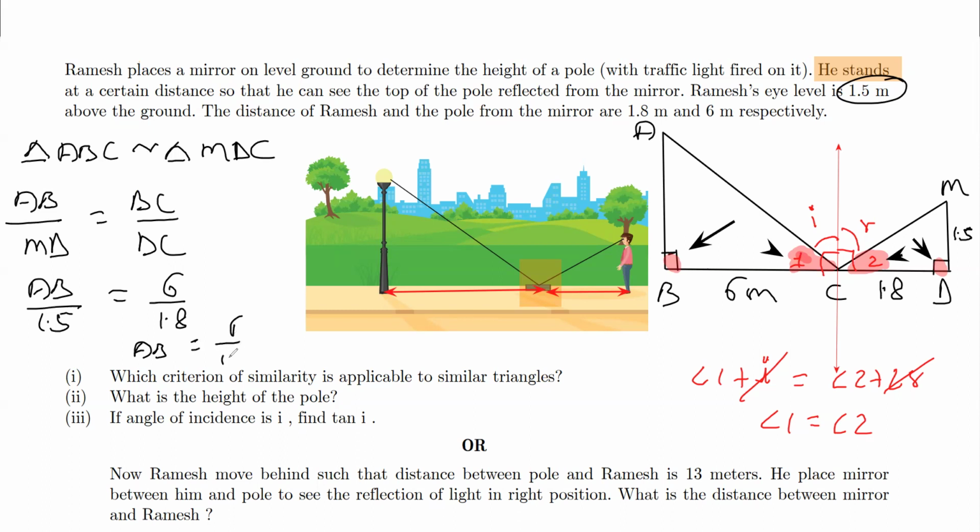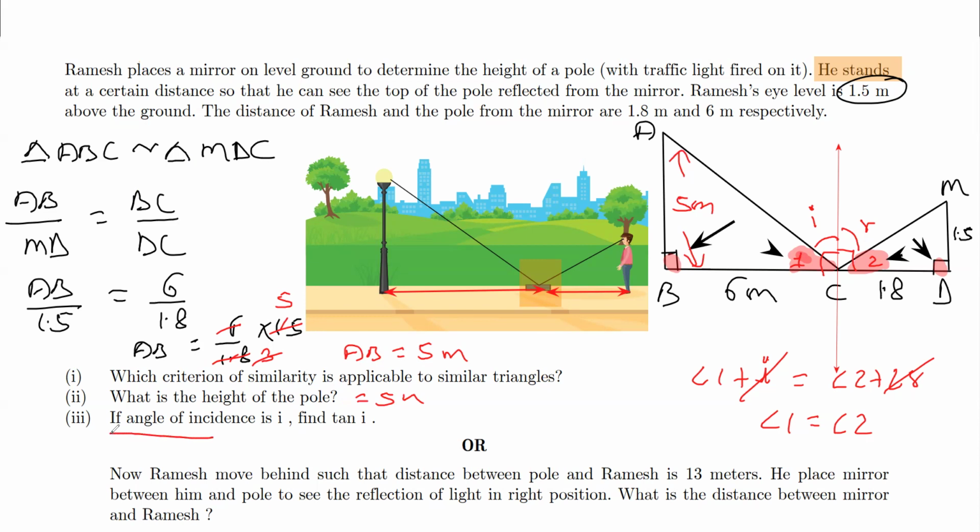This is 6 over 1.8 multiplied by 1.5, transposing this to the other side. Now we have equal decimals in the numerator and denominator, so we can remove them. 6 one time and 6 3 times 18, 3 one times and 3 5 times. So we got the length of AB as 5 meters. This is what we have to find out, the height of the pole, and that is 5 meters.